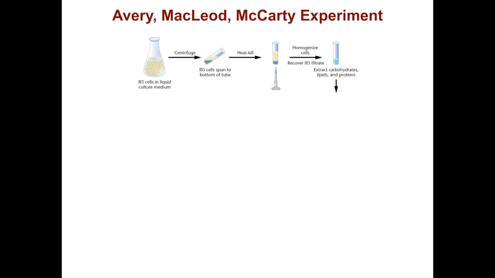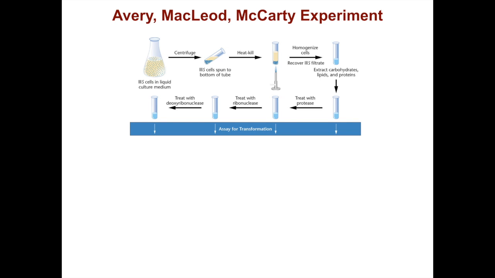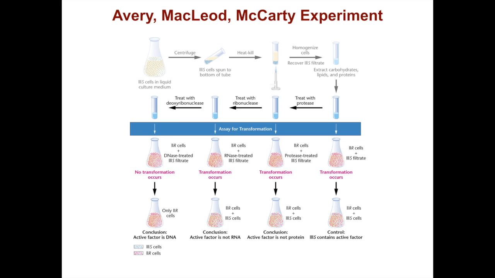They took the smooth cells that were virulent, they centrifuged them, they spun the smooth virulent cells to the bottom of the tube. They heat-killed them, and they homogenized these cells. And then they treated it with either a protease, a ribonuclease, or a deoxyribonuclease. So they did several experiments. They took the rough cells, which are avirulent, and they added the smooth filtrate that they got from the first part of the experiment. And then they showed that transformation occurs.